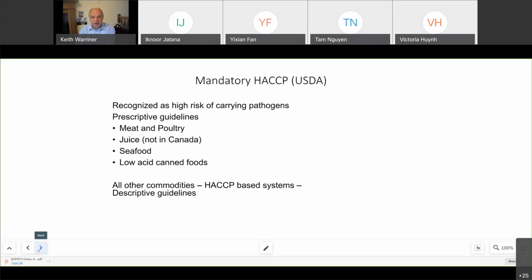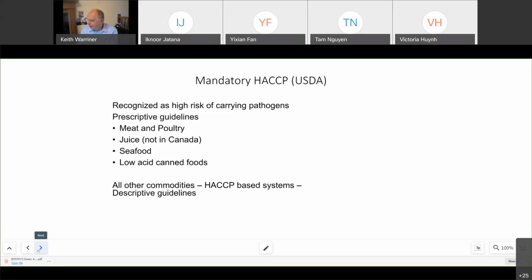So the thing was, though, the USDA got the easy job. Well, easy job, I think it's quite easy. But they got mandatory HACCP, which basically meant they had prescriptive regulations. So when we say prescriptive, we literally mean they tell you what the hazards are, they tell you what the CCPs are, they tell you what the limits are. Everything's written down for you.